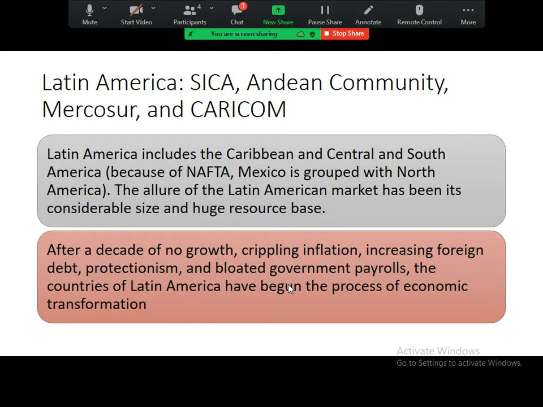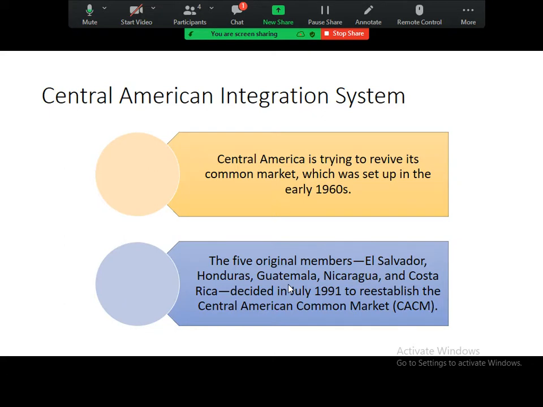The four most important preferential trading arrangements in Latin America are the Central American Integration System, that is SICA, the Andean Community, the Common Market of the South, also called Mercosur, and the Caribbean Community and Common Market, that is CARICOM. So, what is the full form of CARICOM? Caribbean Community and Common Market. First, we will talk about the Central American Integration System. So, what is this Central American Integration System?